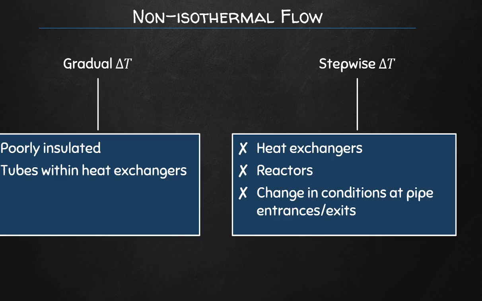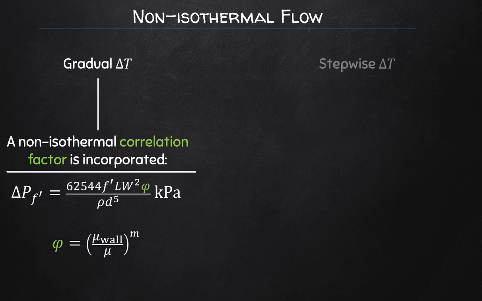Alright, but a gradual temperature change can also come about due to inherent changes that happen in the process that aren't completely unnecessary. So, for example, in the case of a heat exchanger, inside the tubes of a shell and tube heat exchanger, you would of course want to have a change in temperature, because that's the point of a heat exchanger. So how do we deal with this?